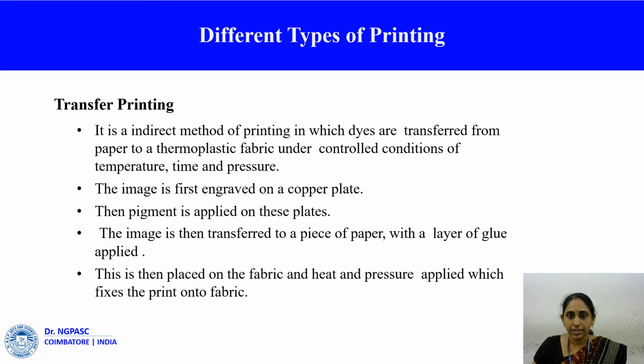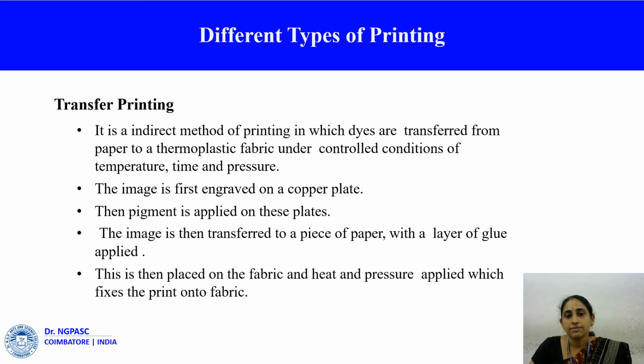The next type of printing is transfer printing. Transfer printing was first developed to embellish ceramics, not clothing. The technique was born around the 1750s in England and quickly spread to other parts of Europe, where it caught on. Back then the process involved a copper or steel plate or rollers that were engraved with the decorative elements. So it is an indirect method of printing in which dyes are transferred from paper to a thermoplastic fabric under controlled conditions of temperature, time and pressure.